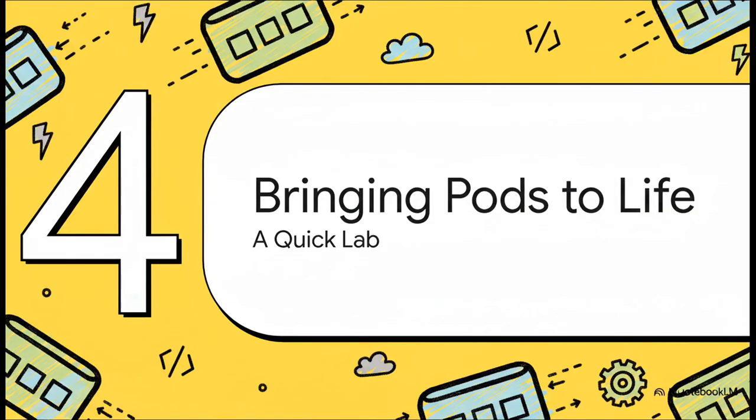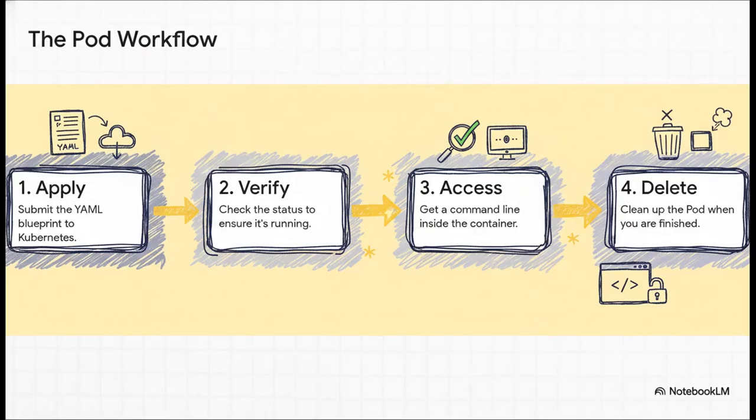Okay, enough theory. Theory is great, but let's actually make something happen. Let's get our hands a little dirty and take that blueprint we just talked about and bring a real pod to life. And you know what? The workflow is actually pretty straightforward. First, you take your YAML file and you tell Kubernetes to apply it. That's it. Kubernetes takes that blueprint and goes and builds your pod.